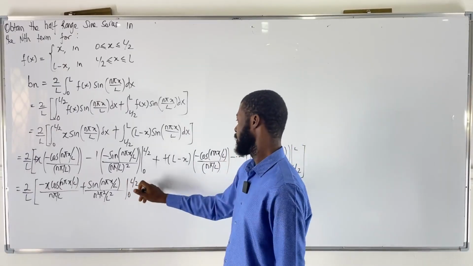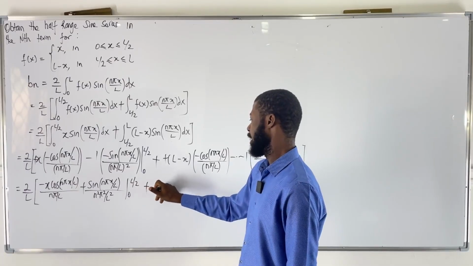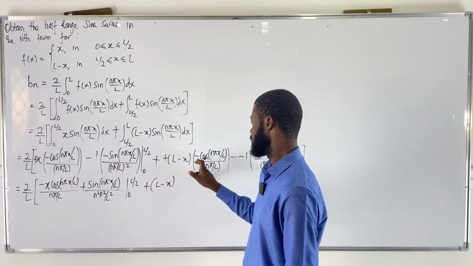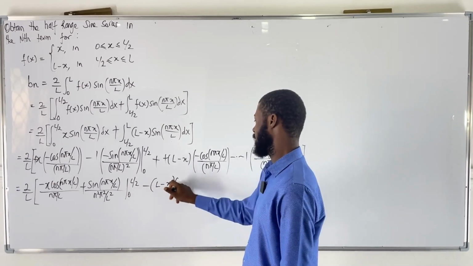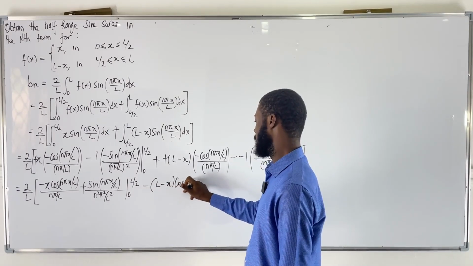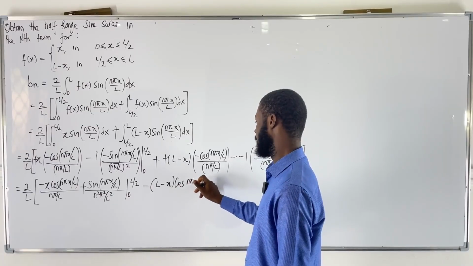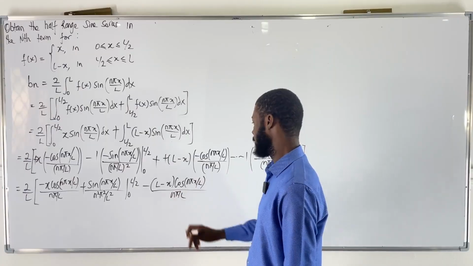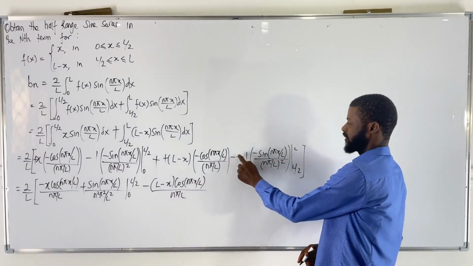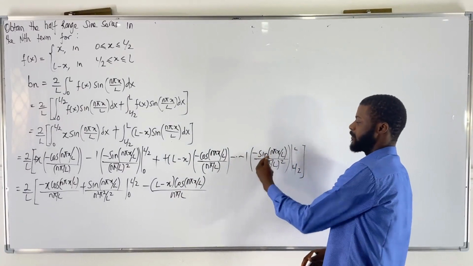So we have, and then plus L minus x. This is a minus, so let me put the minus here. That's minus, then cos n pi x over L divided by n pi over L, minus, minus, minus, that's minus.